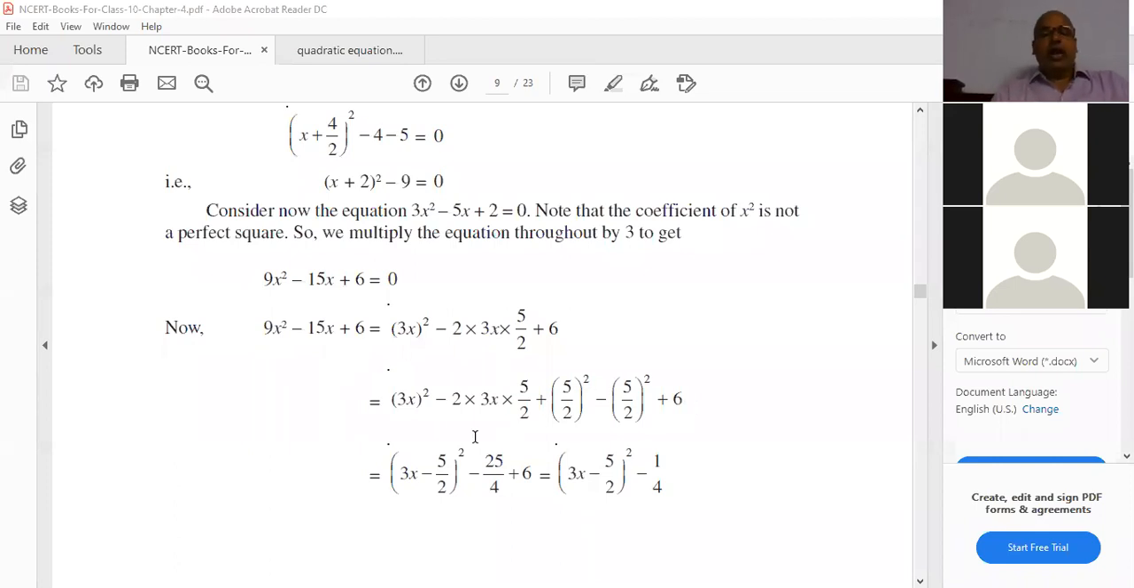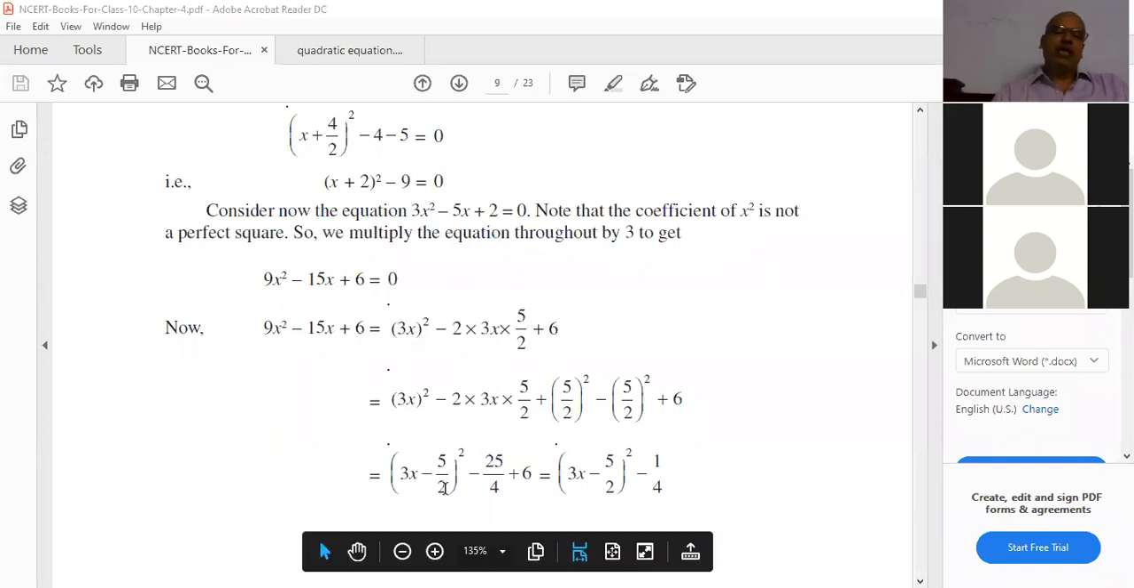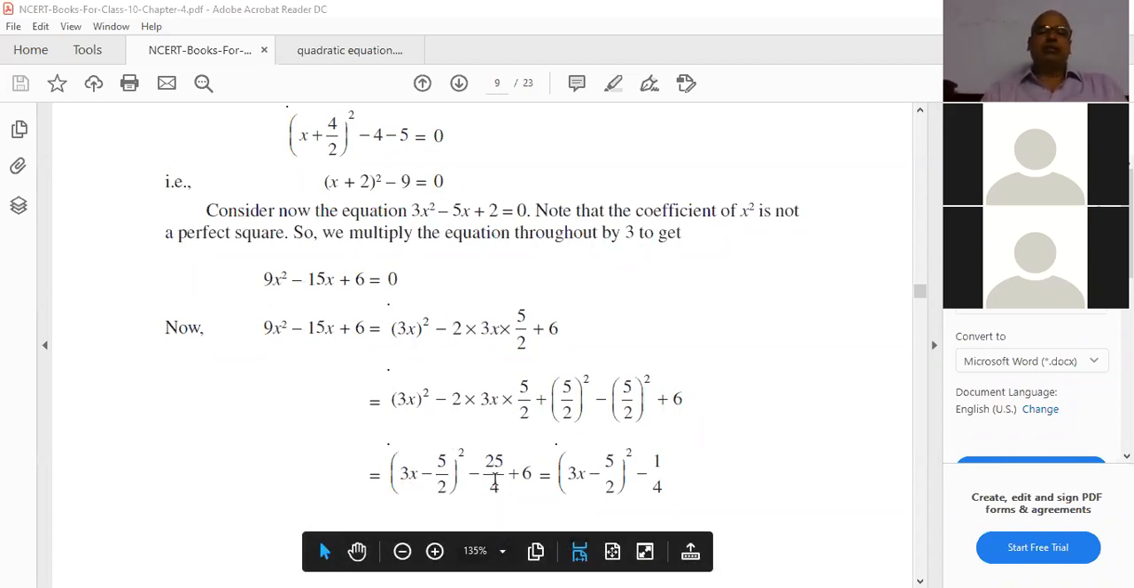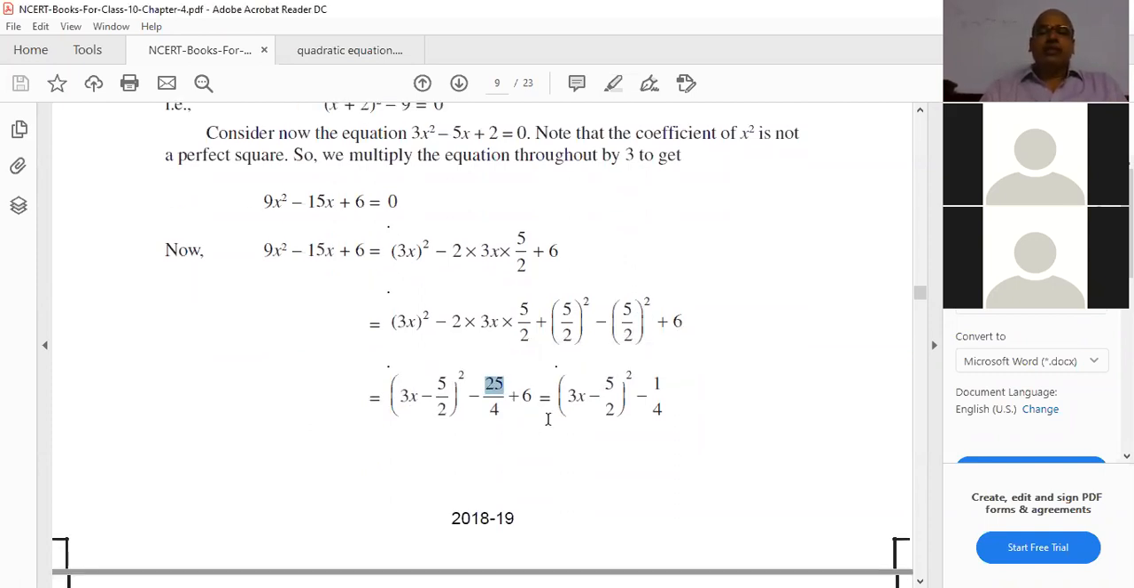Okay. And now a squared minus 2ab plus b squared, up to these three terms, it is in the form of a squared minus 2ab plus b squared, which means (a minus b) whole square. A means 3x, b means 5/2, so (3x minus 5/2) whole square. Every sum should be written in the form of either (a plus b) whole square or (a minus b) whole square, compulsorily. Then the remaining part: minus (5/2) whole square means minus 25/4, plus 6 is there. Now you transpose the remaining terms other than the whole square.